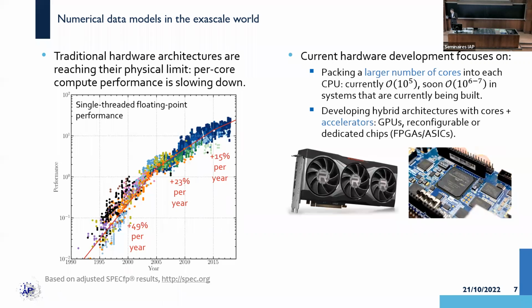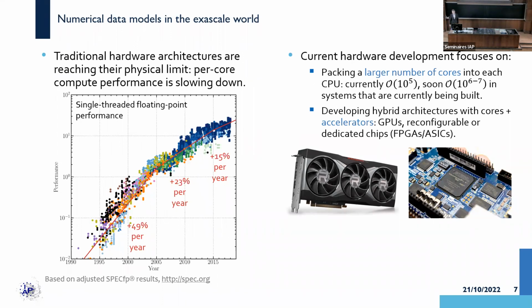Now, there's still development in hardware, of course, but hardware doesn't focus on improving individual cores, but on packing a larger number of cores into each processing unit. That's typically 10^5 cores now in current supercomputers, soon 10^6 and 10^7. That's known as the exascale world. So a larger number of cores, and also now hybrid architectures, made of not only cores, but also hardware accelerators, such as graphical processing units.